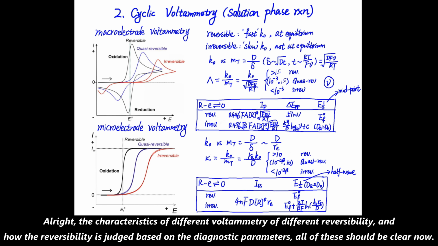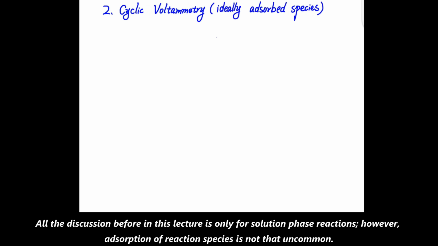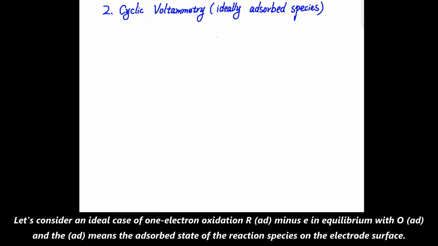All the discussion before in this lecture is only for solution phase reaction. However, adsorption of reaction species is not uncommon. Let's consider an ideal case of one-electron oxidation, R_ad minus e in equilibrium with O_ad. And the subscript ad here means the adsorbed state of the reaction species on the electrode surface.